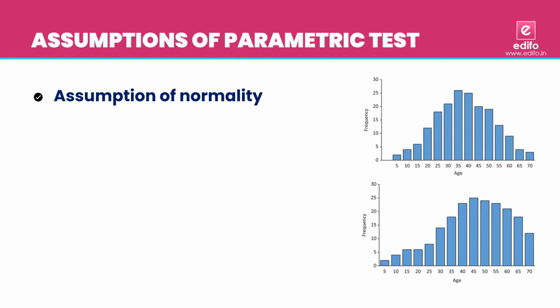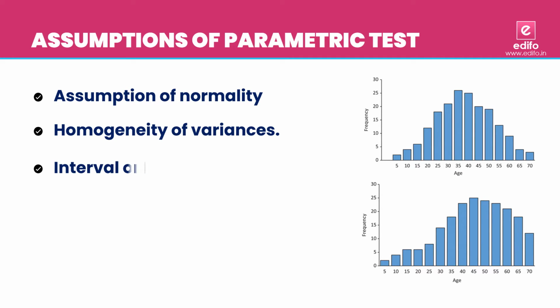The second important common assumption is homogeneity of variance. Homogeneity of variance means data from multiple groups have the same variance. That is, the population variances of two or more samples are considered equal. For testing the homogeneity of variance, you can use Levene's test. Levene's test is commonly used to assess if the groups have equal variance.